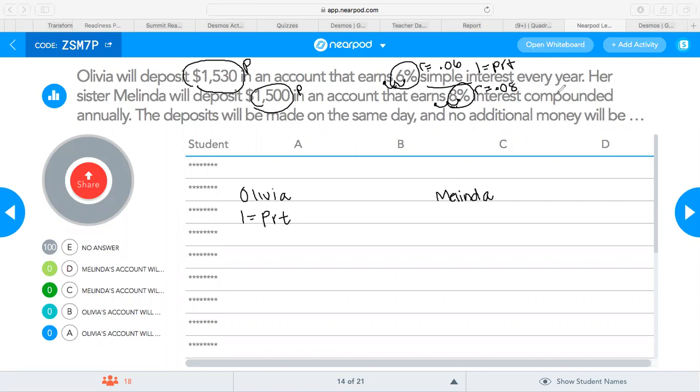Let me pause real quick. Does everyone understand how to change percent to decimal? Move your decimal places 2 places to the left. Interest compounded. So this is compound interest. So Melinda is using compound interest. So I'm going to use the compound interest formula.